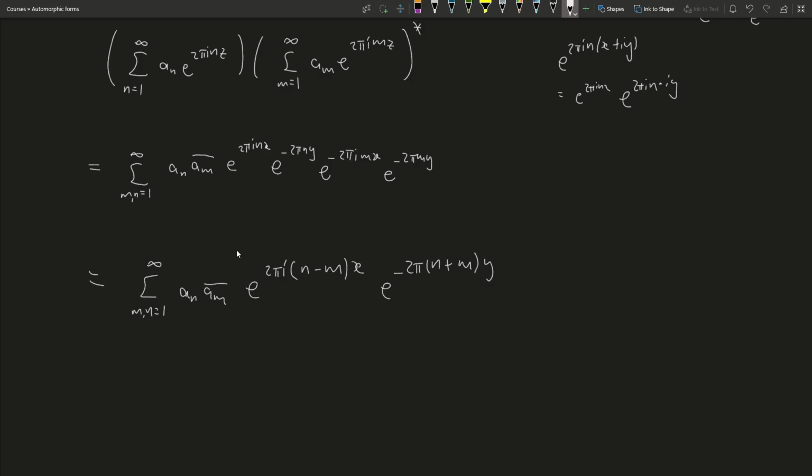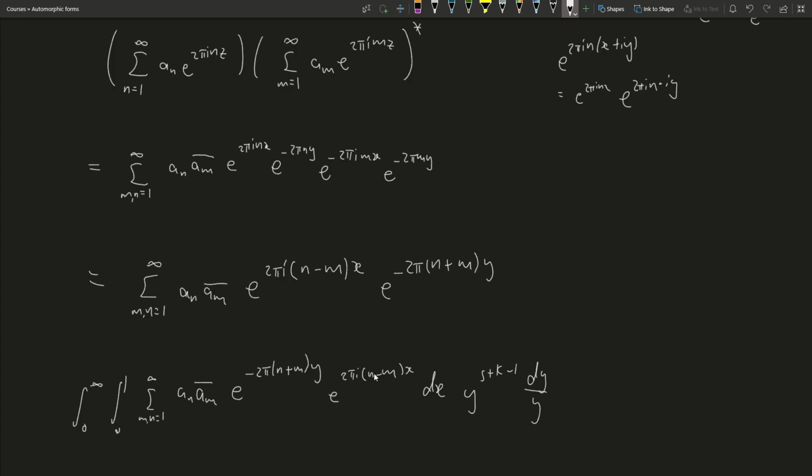So for integrating this series from 0 to 1, our inner product is the integral from 0 to infinity, 0 to 1 of the sum over m, n from 1 to infinity of a_n a_m bar. And now I'm going to swap the order of these two things, e to the minus 2 pi (n plus m) y, e to the 2 pi i (n minus m) x dx, and then we had a y to the s plus k minus 1 dy over y.